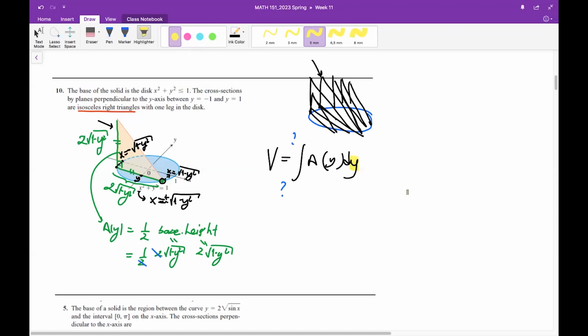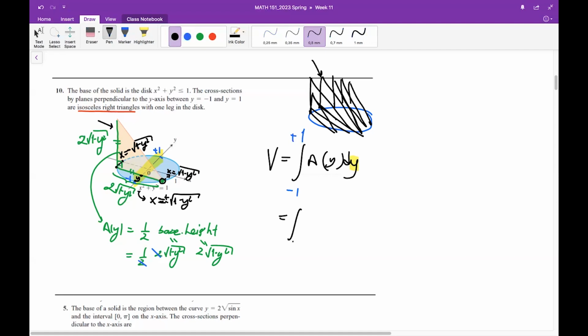Since we are integrating with respect to y, you need to look at the y boundaries. You need to look at the region and try to see the y boundaries of your region. Since this is a circle of radius 1, x squared plus y squared equals 1 is a circle of radius 1. So this is plus 1 and this is minus 1. These are the boundaries on the y-axis.